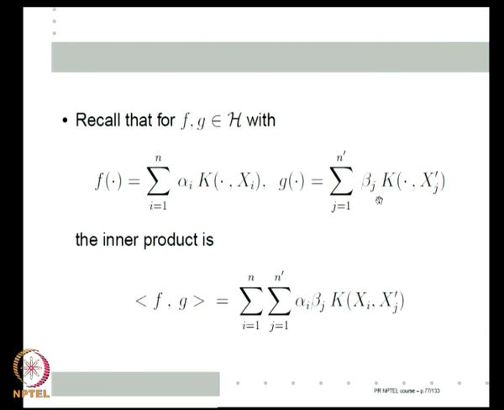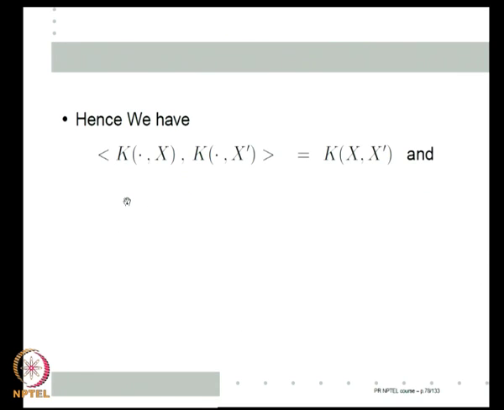Right. Let us understand this again. Let us say f is this alpha I k dot xi, sum over I, and let us say g is simply a single function k dot x. Then what will this double summation be? Simply a single summation I is equal to 1 to n, alpha I k x comma xi. Now, summation alpha I k x comma xi is nothing but f of x. Okay. So, our definition of inner product is such that k dot x comma f is f of x.